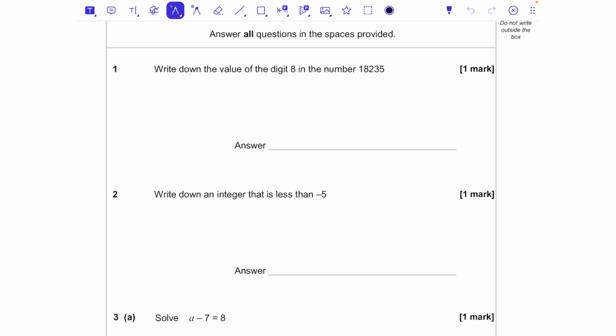Right, question number 1. Write down the value of the digit 8 in the number 18,235. So that 8 is worth 8,000. It's in the thousands column, so 8,000 would be our answer there.